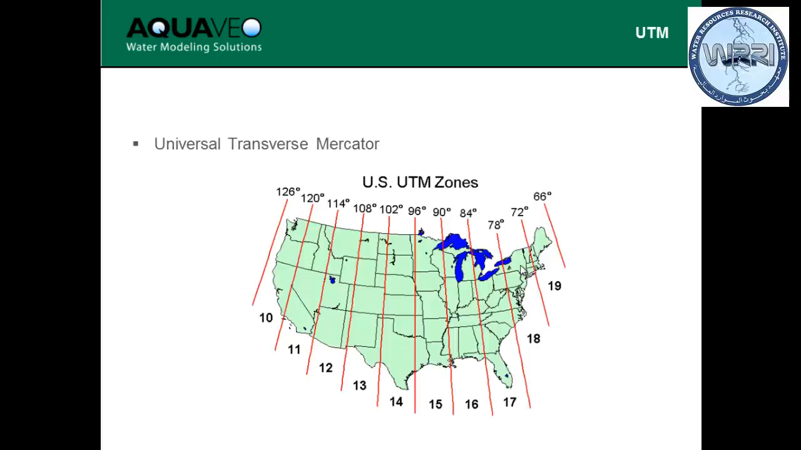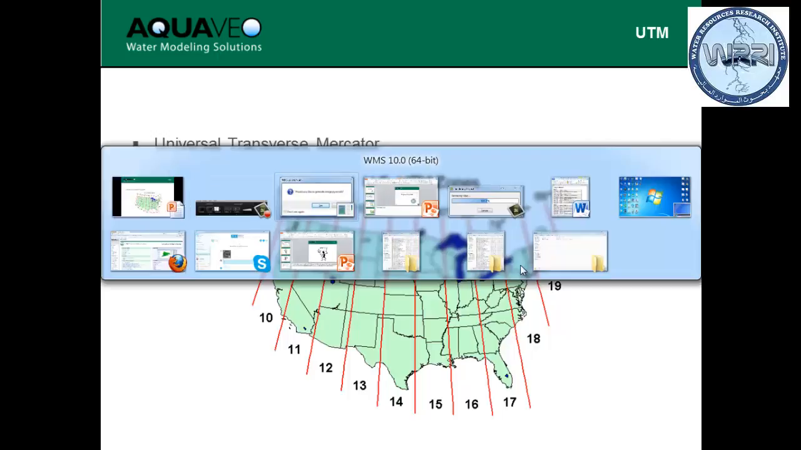Some of the most commonly used XY coordinate systems, well, one of the most commonly used ones is the Universal Transverse Mercator coordinate system. We also call it the UTM coordinate system. These are the UTM zones in the United States. Egypt, let's go and see if we can find Egypt.